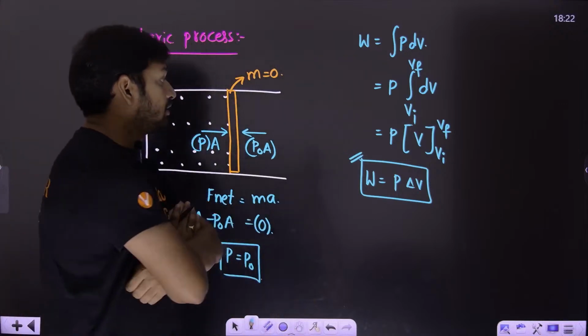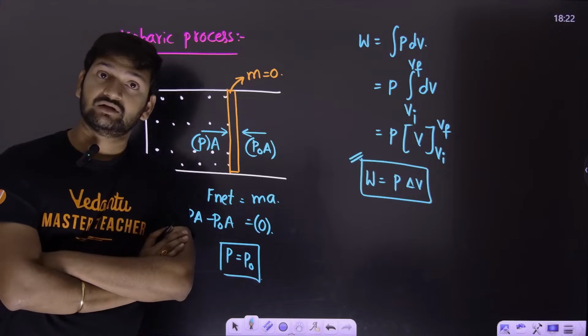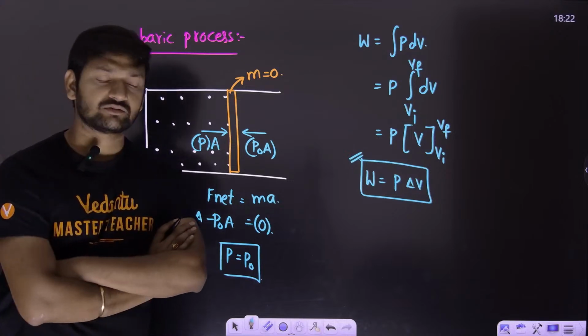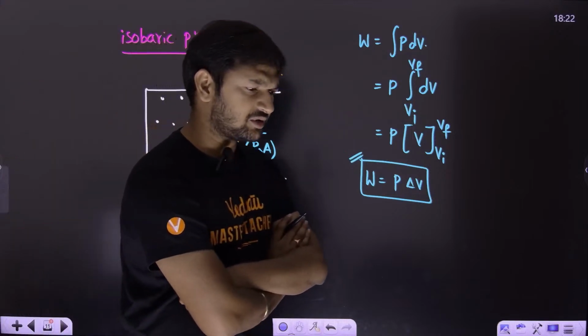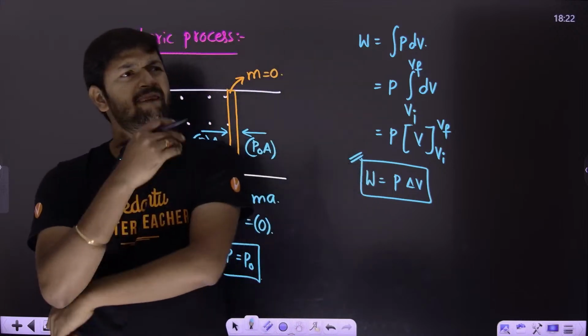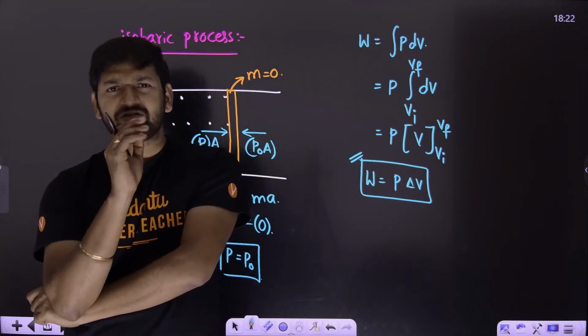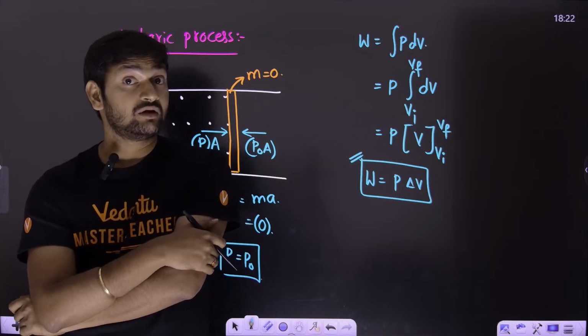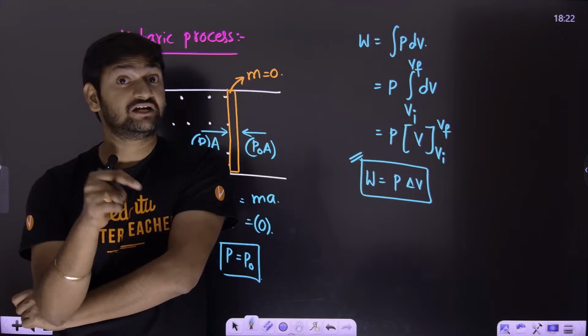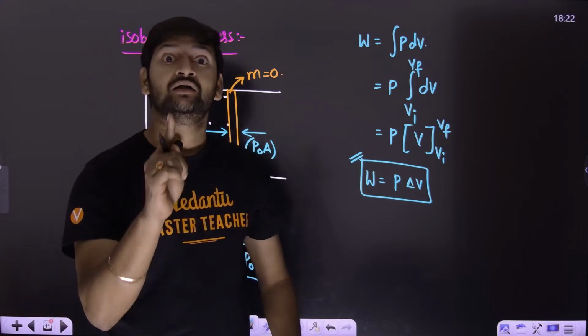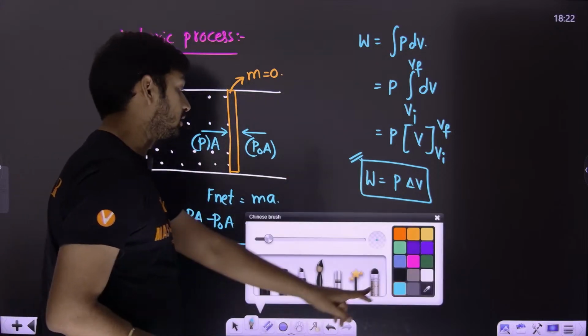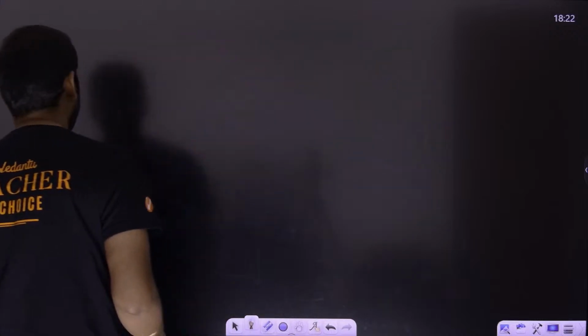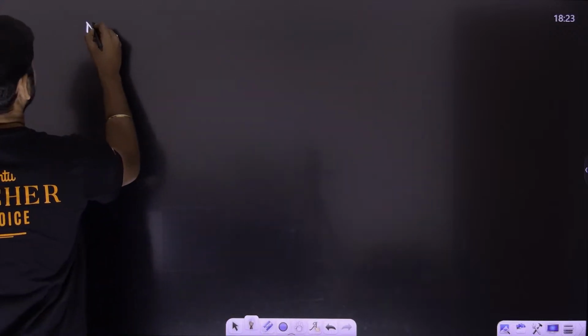Okay. W is P delta V, only valid for isobaric process. Now people are going to be like, sir, every time are we going to be given the process? Are we going to have information about the process every time in the question? No. Those are the questions which are going to be good.